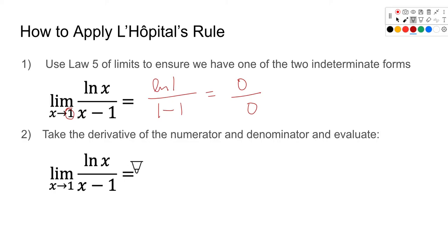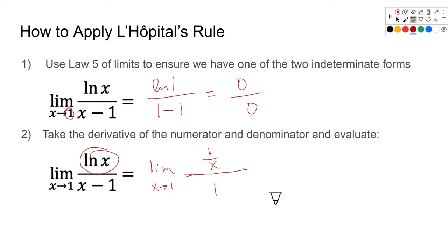So the way we do this is we take the derivative of both the top and the bottom, and we take the limit again. So I'm going to rewrite this limit here. What we're going to take the limit of now is the derivatives. What's the derivative of natural log of x? 1 over x. Good. That's it. What's the derivative of x minus 1? Derivative of x is 1. Derivative of minus 1 is 0. So we just get 1 here.